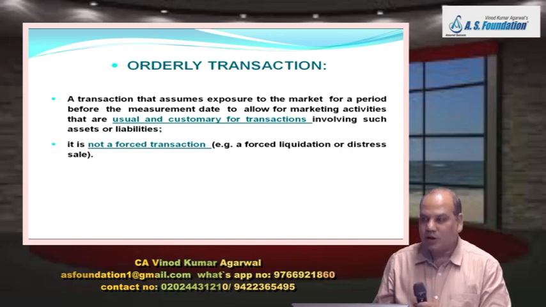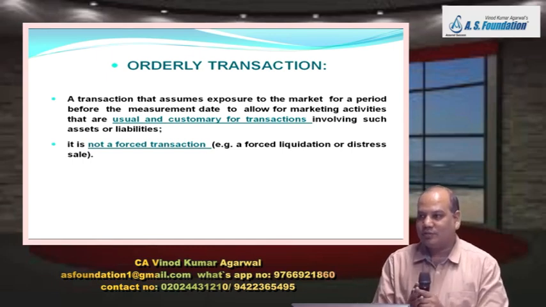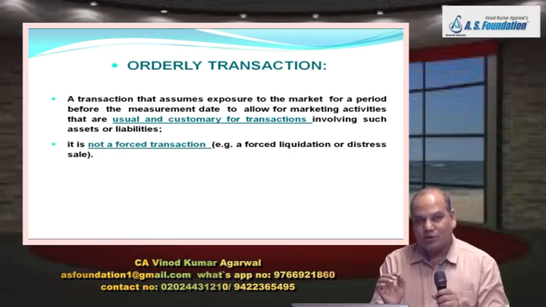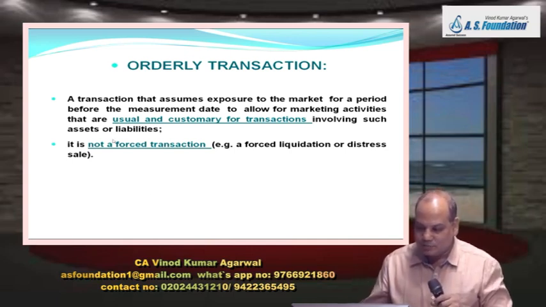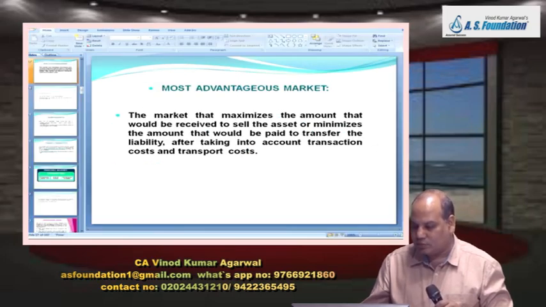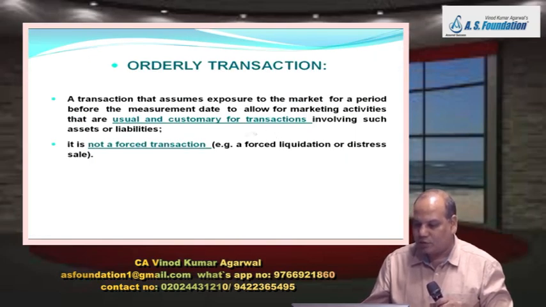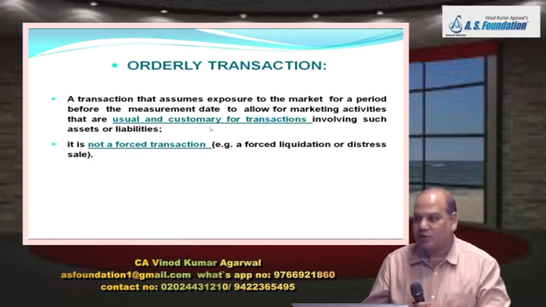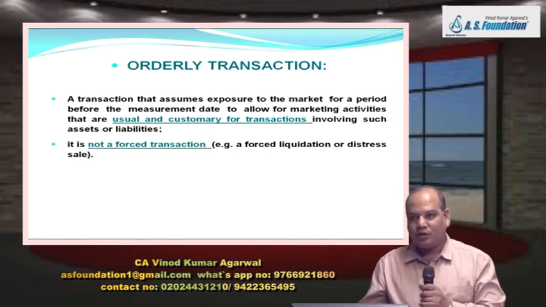And now come to orderly transaction. This standard introduces us to a concept called orderly transaction. Orderly means the way it should happen in a normal business, based on the trade customs and practices of that business. It is a transaction that assumes exposure to the market for a period before the measurement date to allow for marketing activities that are usual and customary for transactions involving such assets and liabilities. So you can simply say it is the usual and customary way of doing that transaction.